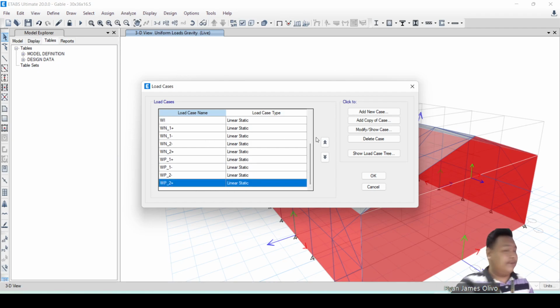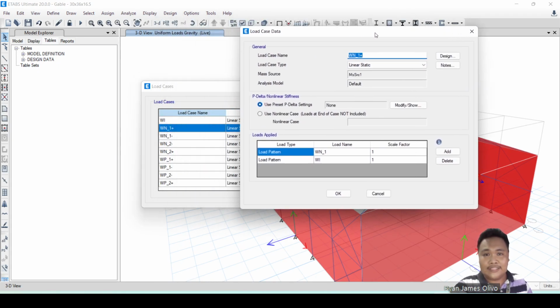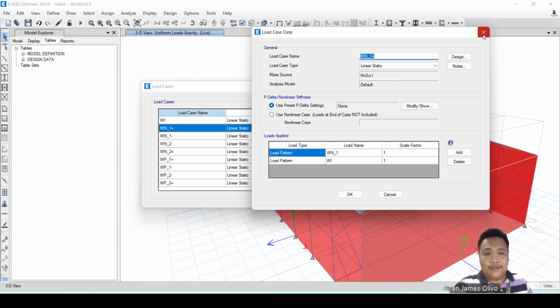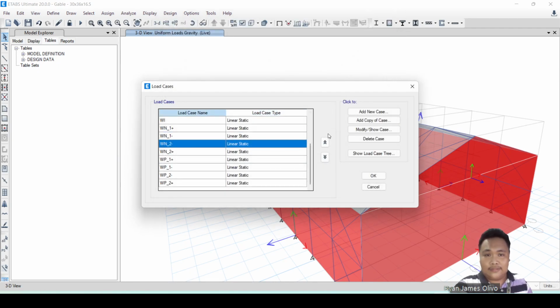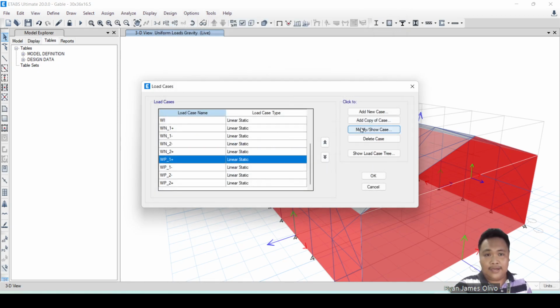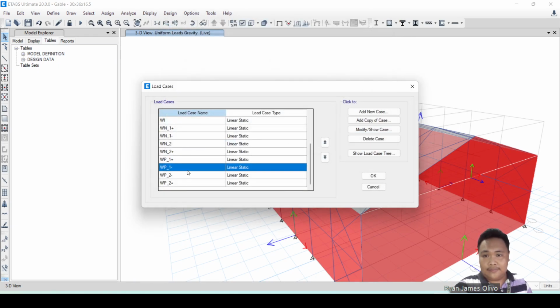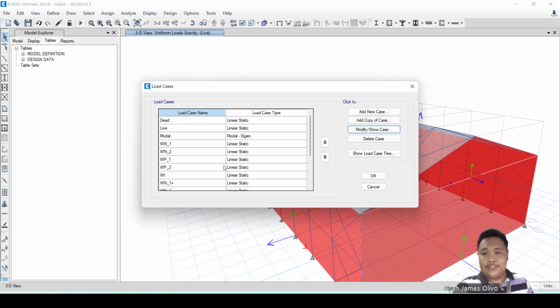In the next video, I will show you different load combinations for the LRFD and the ASD. So you can try to check. So modify load cases, check. This is check. WN1 positive, check. WN1 negative, check. WN2 minus, check. WN3, so check. WP1, check. Modify show cases, check. Check. Finally, check. Okay, now we have finished all our load cases.